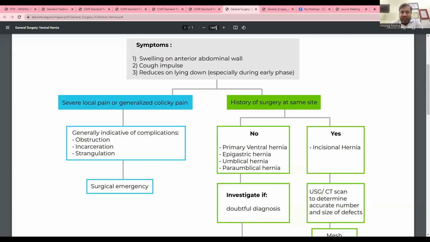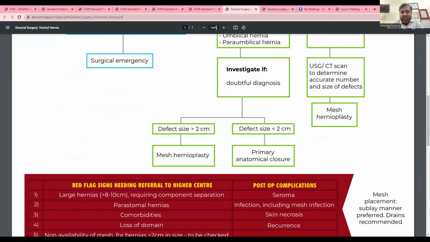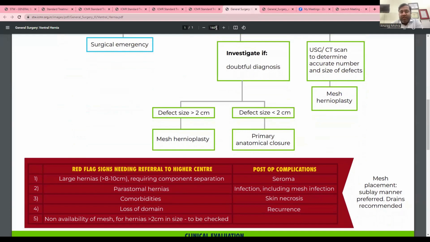Investigation, as pointed out in the STW, is needed only when there is any doubt in diagnosis. In most cases, diagnosis can be established just on clinical examination, so it might not be needed. However, in incisional hernias, generally CT scan or imaging is advised because sometimes the number of defects and accurate size may not be clinically perceivable. So in those cases, we have advised CT scan or ultrasound.